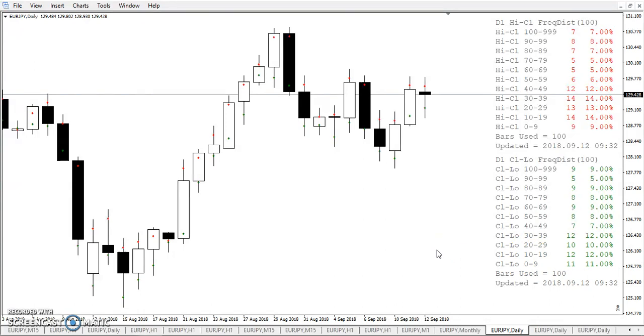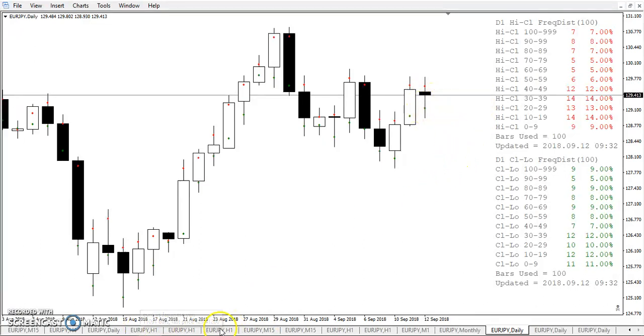So, what that says is if you enter a trade somewhere above the red dot or below the green dot, chances are you'll be able to exit that trade by the end of the day with a profit. So you can see right here, we're below the red dot and above the green dot.